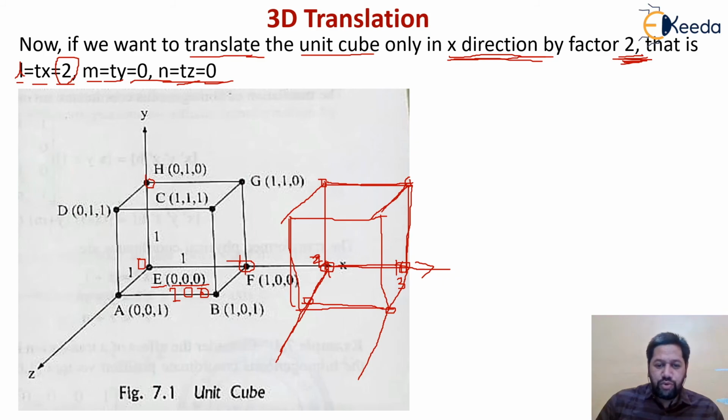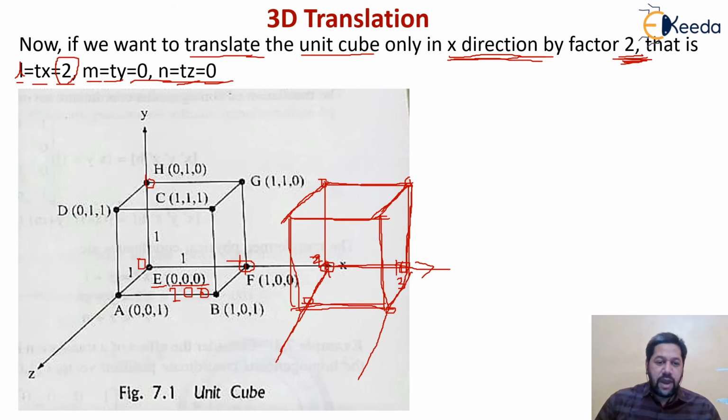but I just want to show that this particular object, okay, this diagram shows how the object will look after, see this unit cube, I'm just moving only into the x direction by the factor 2. So how will this look? Okay, so this will be just an extension. This is my actual object that I'm having.